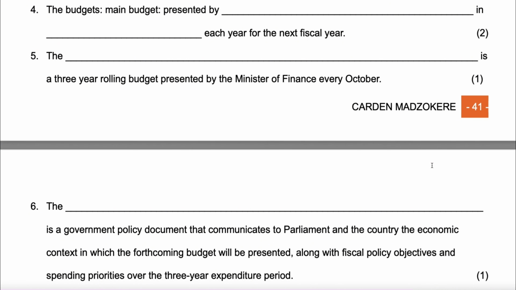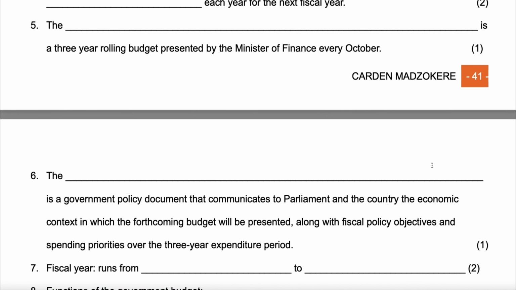The main budget is presented by the finance minister. So you either write the name of the finance minister or you write by the Minister of Finance in February. Well, to be more precise, the first Wednesday of the second half of February, that's when it's presented. So right after Valentine's Day. So we have the main budget presented by the finance minister in February each year for the next fiscal year. So then we become curious. I'm sure there's a question that talks about that. Yeah, I remember I put it.